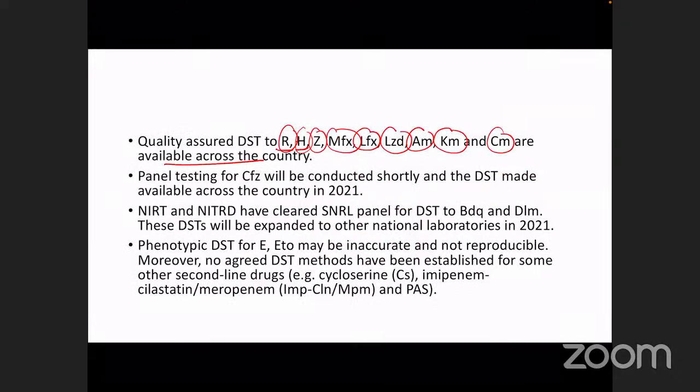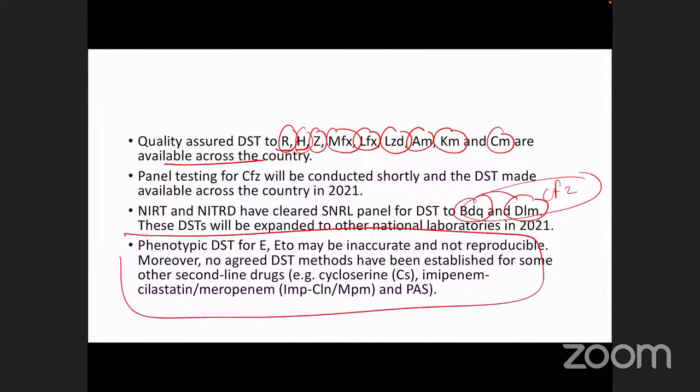For other drugs, for bedaquiline, delamanid, and I just told you one more, for these drugs it will be available in a short time. Even for clofazimine, this will be available in a short time. But for cycloserine, imipenem, all these drugs, we don't have anything available. But for clofazimine, delamanid, bedaquiline, it will be available in the near future. But for the others, you have routinely available DST. I hope this is very clear.